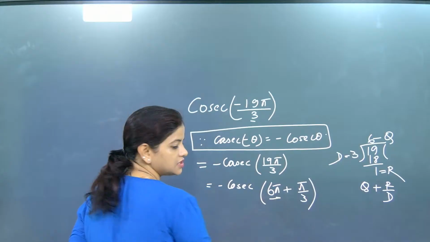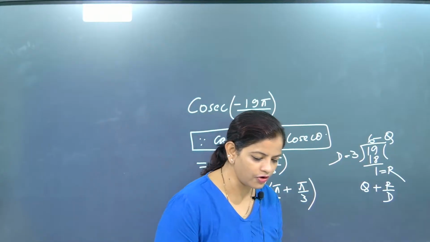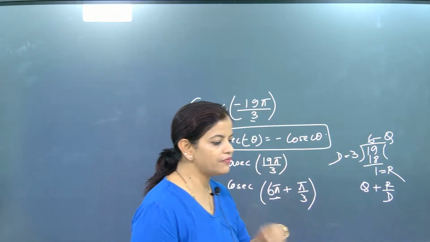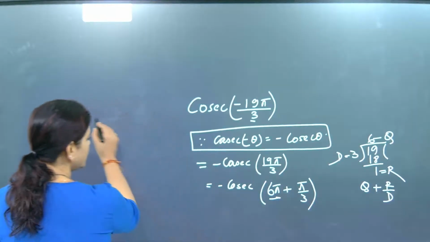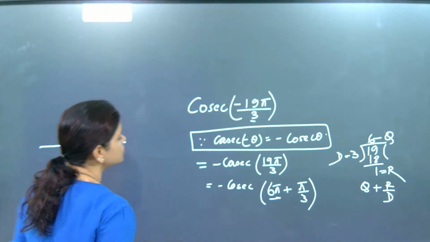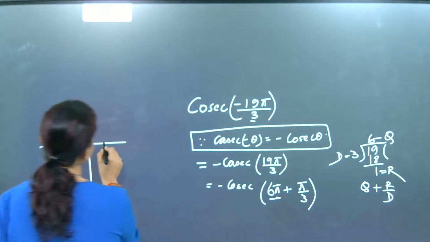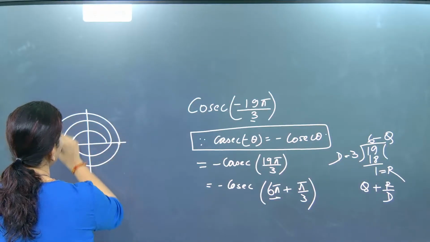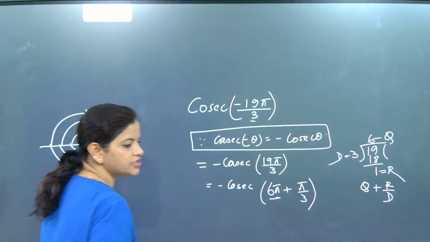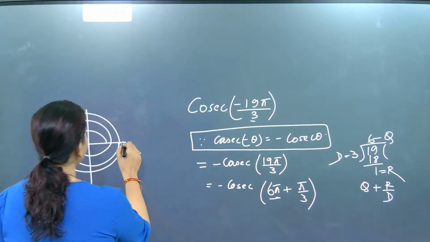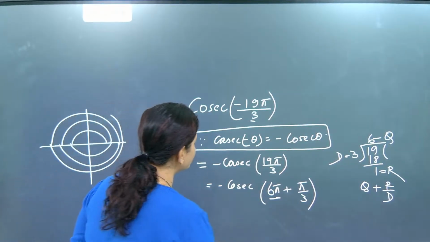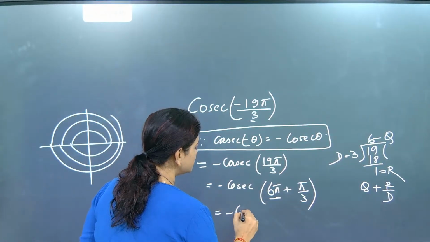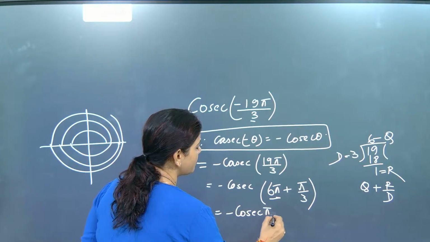How many times is 6 coming for pi? So 6 pi means 6 pi rotations: 1, 2, 3, 4, 5, 6. Six rotations done, then pi by 3. The moment pi by 3 comes, you are in the first quadrant. So it becomes minus cosecant pi by 3.